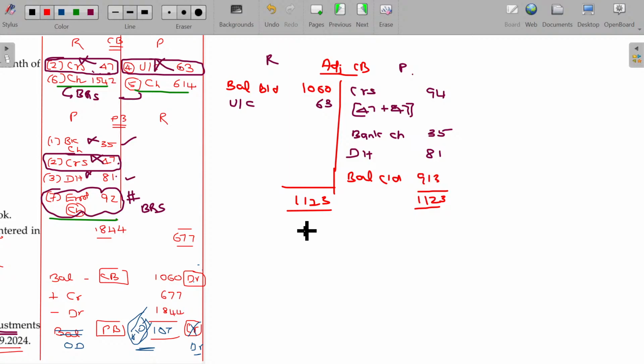913. Now start with balance as per cash book, 913 debit balance. Now I'm going to show the BRS items. Add what? Credit side item. What are the credit side items? Check related. The value being 614.